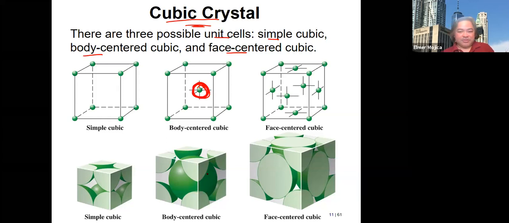And how is face-centered different from the body-centered? Here, it's just inside the cube. But here, in addition to the one that is inside the cube, oh no, this is not inside the cube. This is on the 6 sides. So you have one there, one there, one here. So 1, 2, 3, 4, 5, 6.